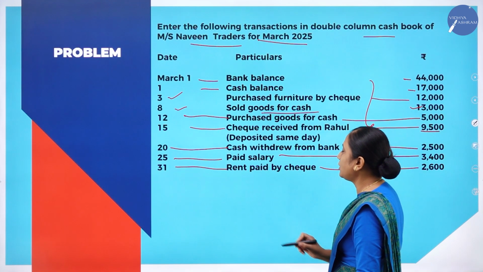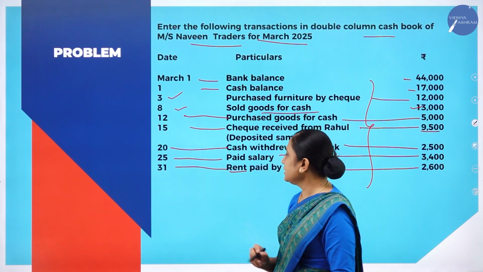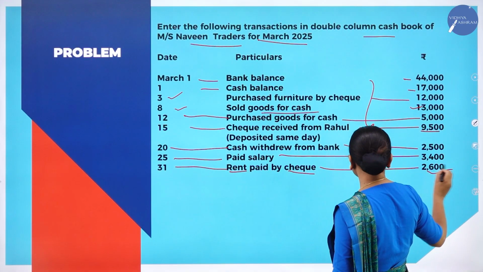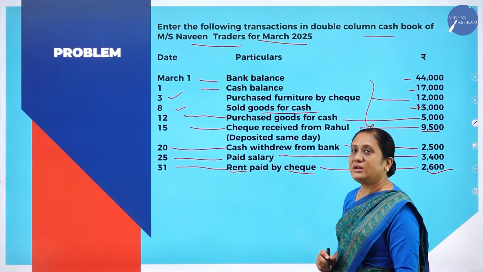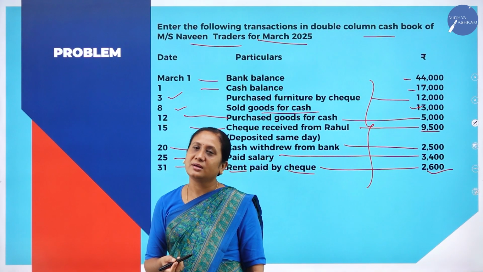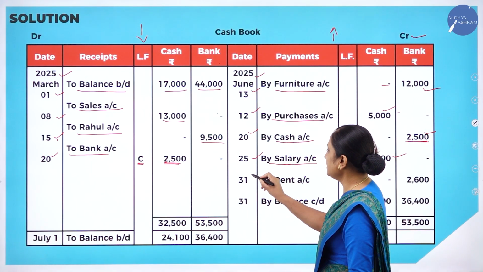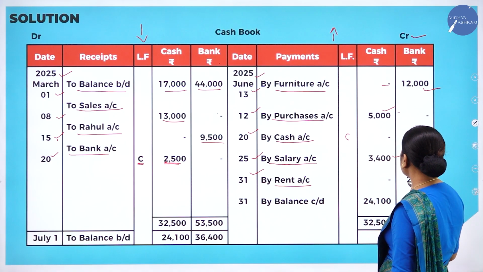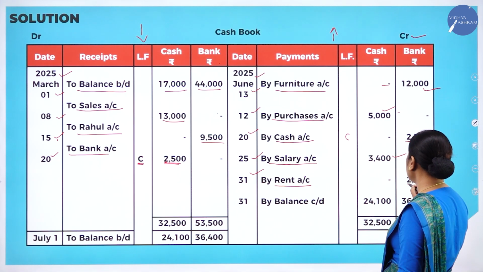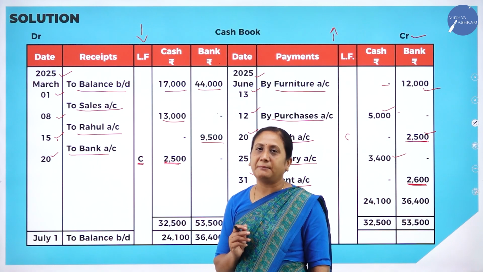31st, rent paid by check. Rent paid by check means what? The business is using a building. It's a rented building, so they are paying rent. How are they paying rent? By check. How much? 2,600. Now for this we will enter. When the business is paying rent, what is happening to the cash? Cash is going out of the business, correct? We will enter it on the credit side. 31st, by rent account. Why in the bank column, not in the cash column? Because we are paying this rent through check. That is why whenever the word check is given, we will enter it in the bank column.